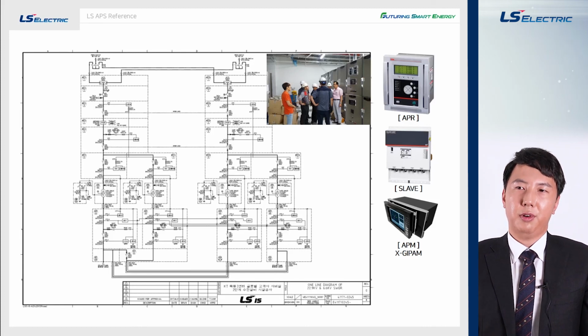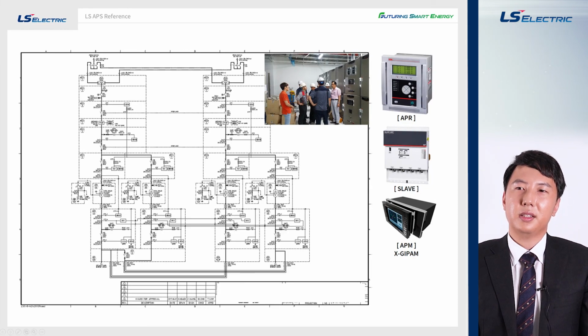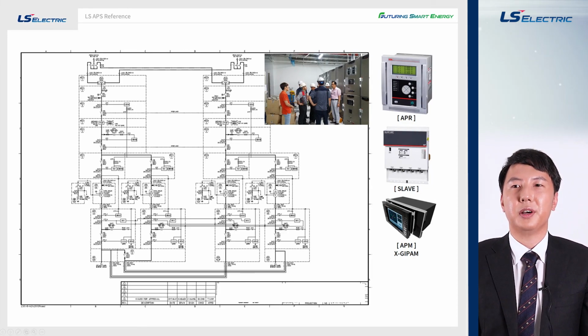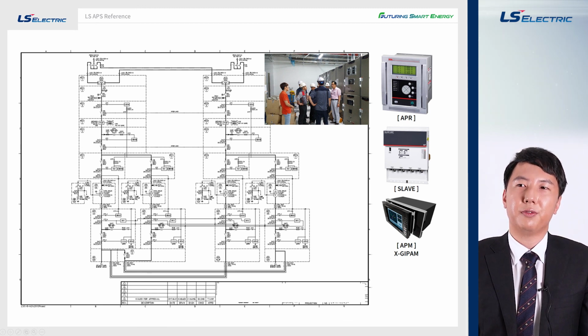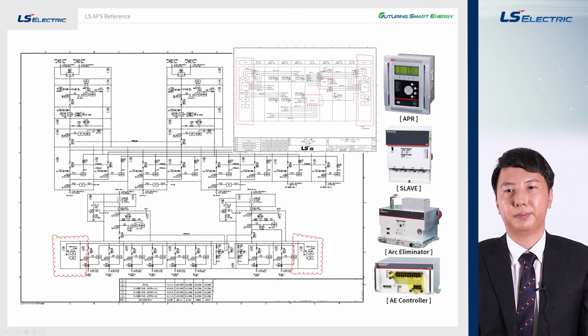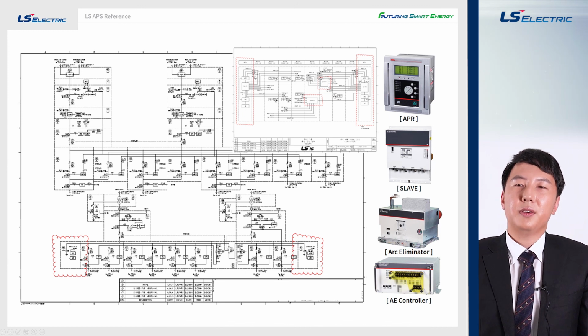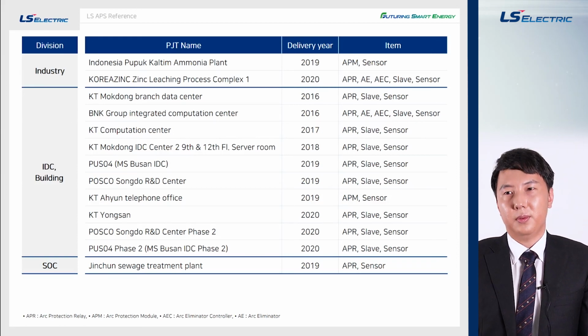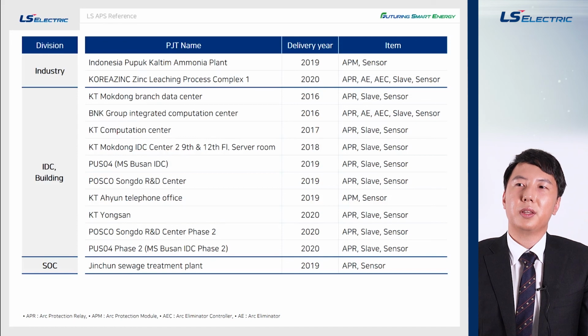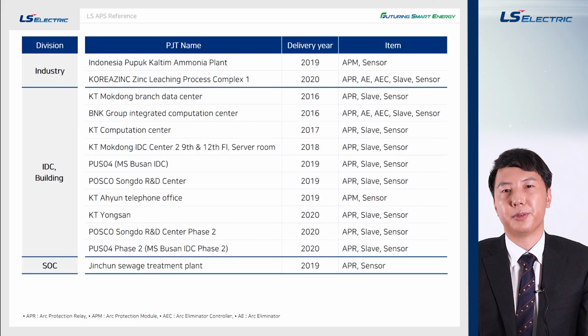This is the first project reference of LS Electric, at K Company in 2016. This is the single line diagram and the picture of the commissioning test. This is the second project reference, the IDC segment of B Company in 2016. As of 2016 until now, this slide shows the history of LS APS. We have provided our switchgears with the APS for turnkey-based projects and will continuously keep expanding in the future.